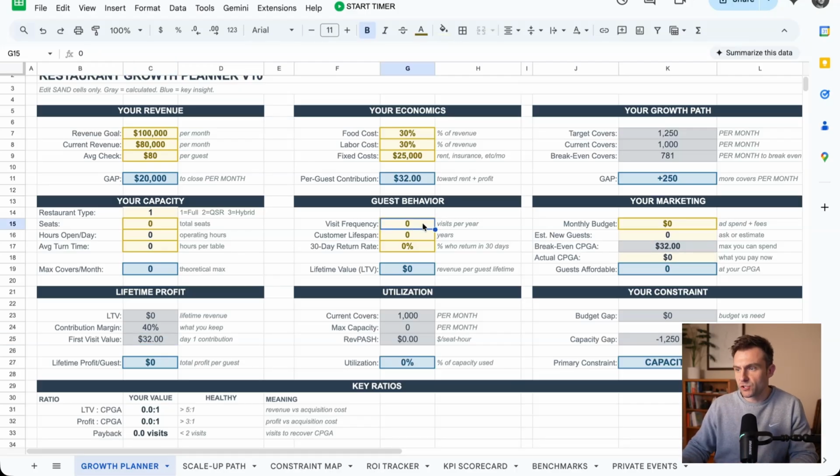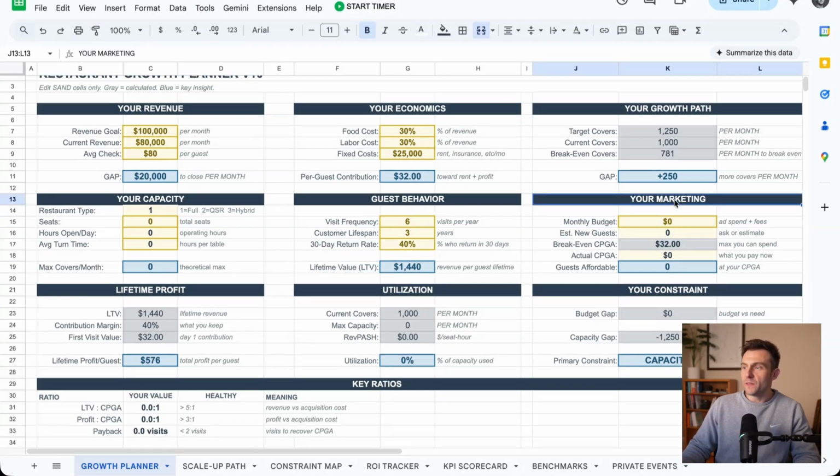Now, for guest behavior, I'm just going to put in some numbers here. Let's say that your visits per year are 6, customer lifespan, let's say it's 3 years, and the return rate, we'll say the number of people who return in 30 days is 40%. And then that gives you your lifetime value per guest.